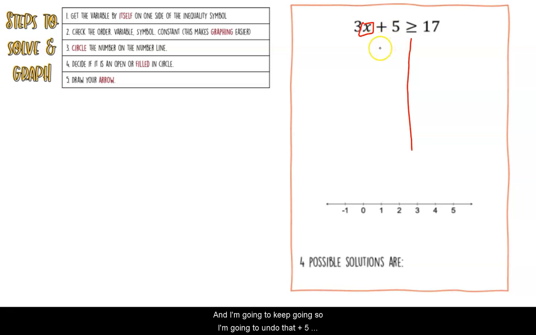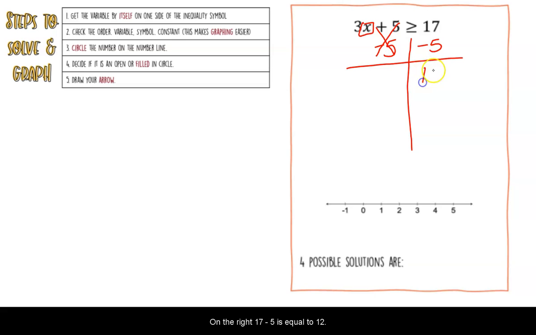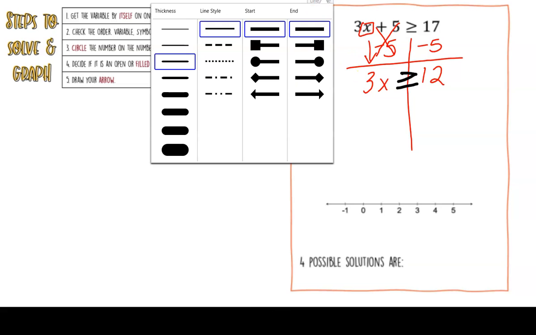So I'm going to undo that plus 5 by subtracting 5 from both sides. On the left, positive 5 and negative 5 cancel out. On the right, 17 minus 5 is equal to 12. And then I'm going to bring down my 3x. Now the difference here is the answer is going to be an inequality. So we're not going to use an equal sign as we go down. We're going to keep using that inequality sign to remind us that this problem has more than one solution.